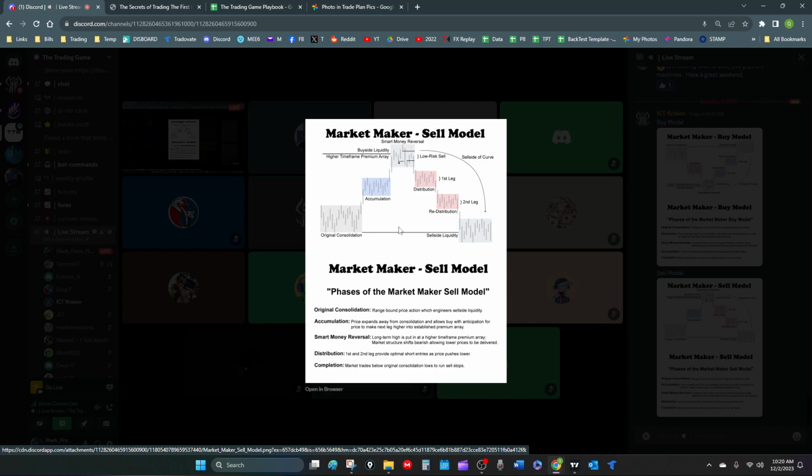What a lot of people do, and these are the breakout traders, right, is as soon as it breaks out of that consolidation, they're buying, and on this one it's working perfect.